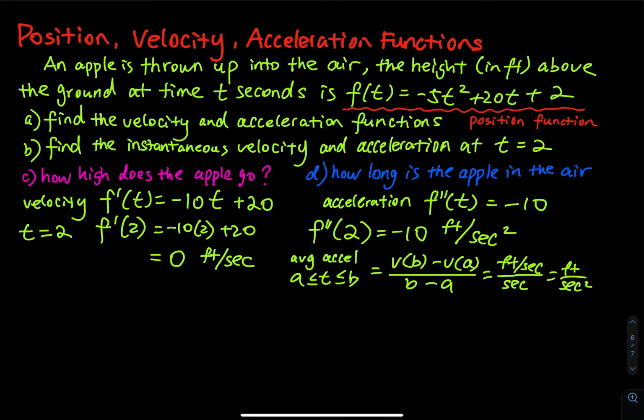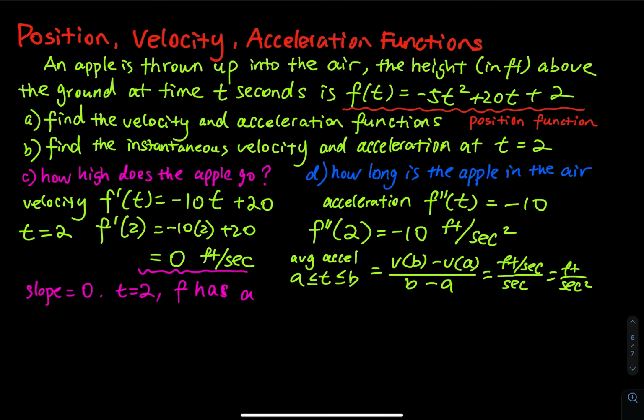Okay, so moving on to C. C is how high does the apple go? Can you tell, does part A tell you something? For part A, this is 0, right? So we have the first derivative at 2 equals 0. Based on part A, f prime of 2 equals 0. So that means we have slope equal to 0. So that means when t is equal to 2, f has a horizontal tangent.